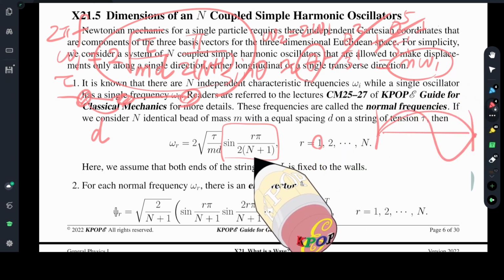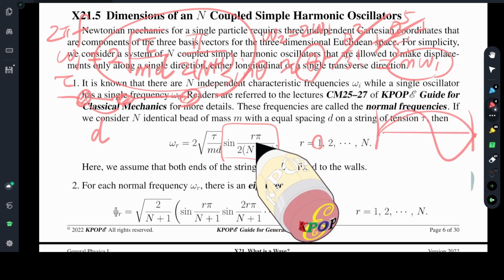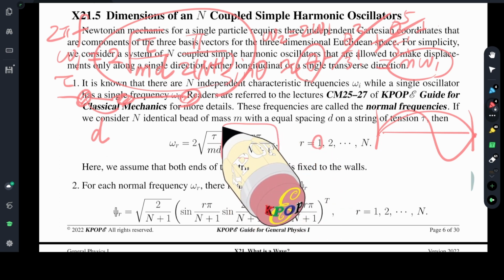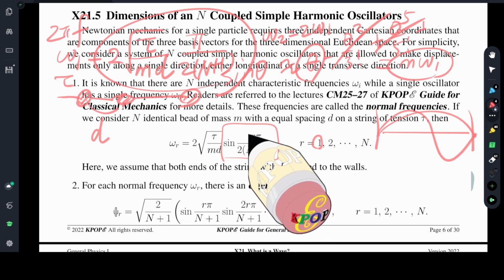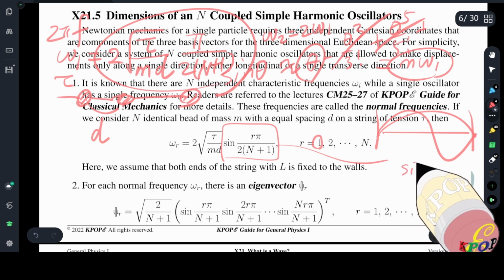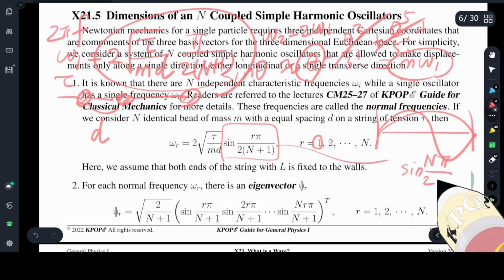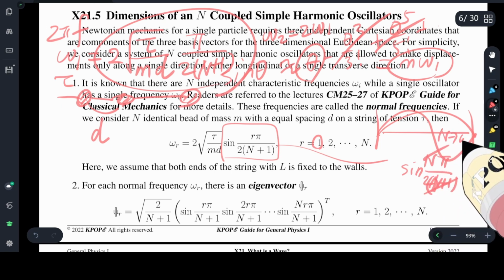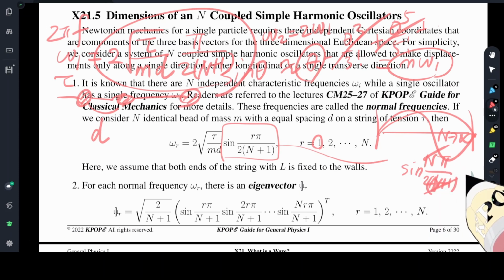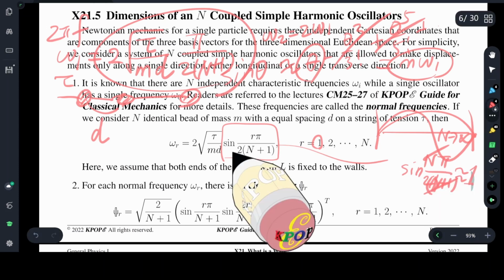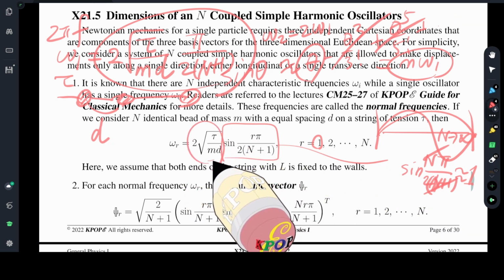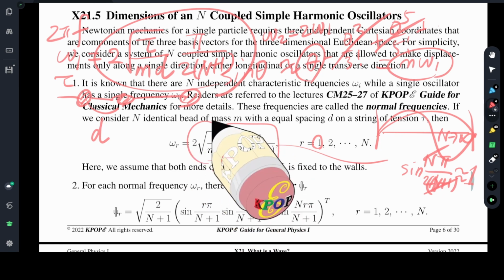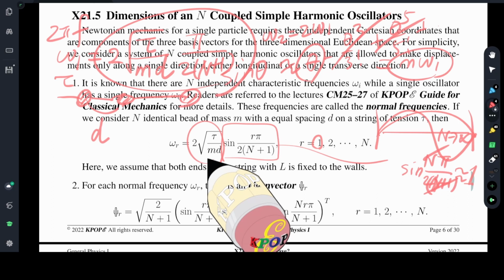You will notice that when n is very large, you will find the maximum value at r equals n. In that case, it is approximately sine of n pi over n plus 1 pi. So it cancels in the limit n goes to infinity. Sine of half of pi is approximately 1. So there is a maximum frequency. There is a cutoff frequency. It cannot go further. It has a maximum value.